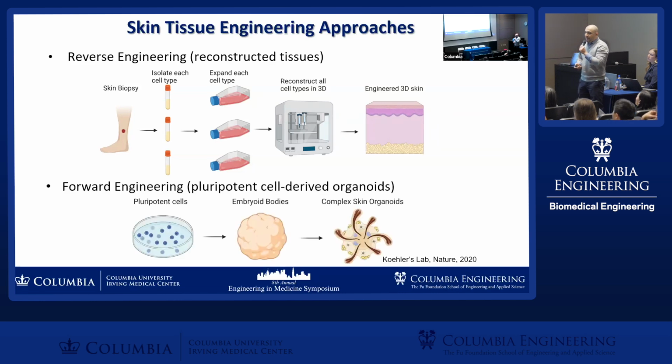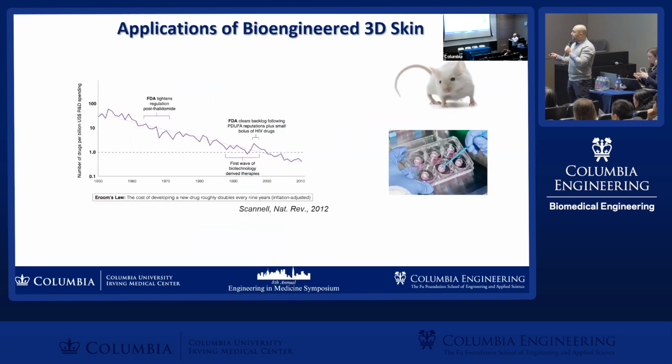So that gap is filled by forward engineering, where you start with pluripotent stem cells this time, and you put them in cellular aggregates. You treat them with extrinsic factors to induce organoid formation. This gives you a lot of cellular complexity, but then you don't have much control over the organization of these structures. So our lab takes both approaches.